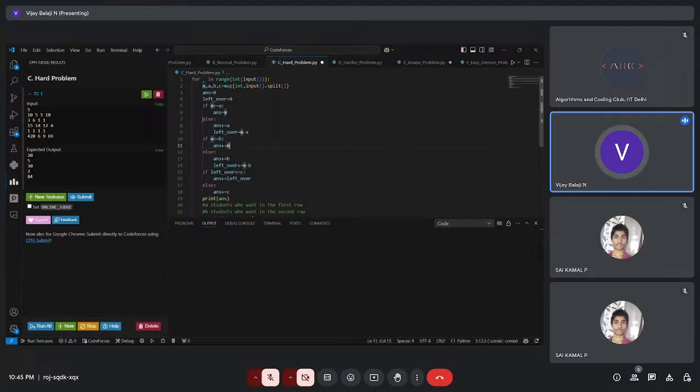Now, if m is greater than a, then I make all the people who want to sit in the first row sit in the first row, and I also have some extra leftover seats.